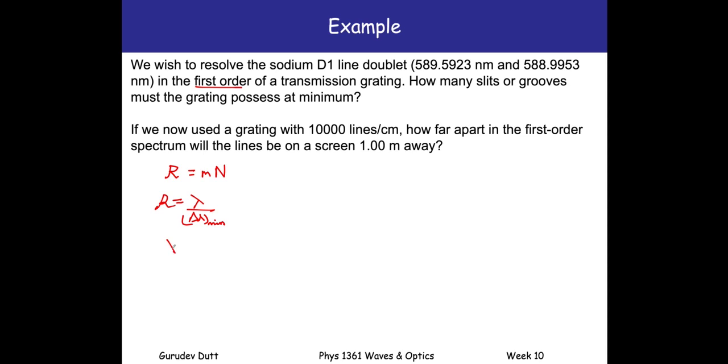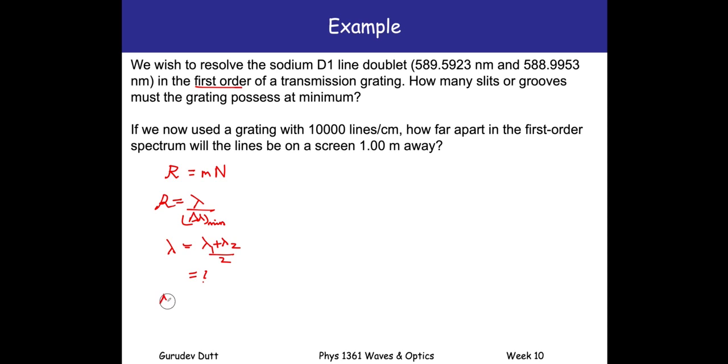And we just need to find lambda, which is just the average of these two wavelengths. So lambda 1 plus lambda 2, over 2. Which we can work out. I'll let you work that out.